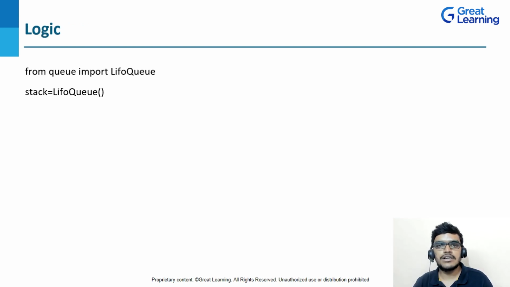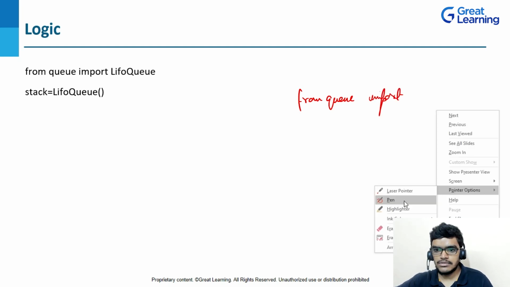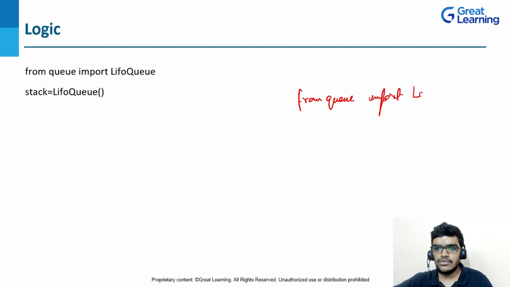Now coming to the logic, how can I import LIFO queue through the queue module? I will write here from queue import LIFO queue. After that, as I told you, a stack can be implemented through the queue module. So I will create a stack variable here, and I will assign LIFO queue to it.